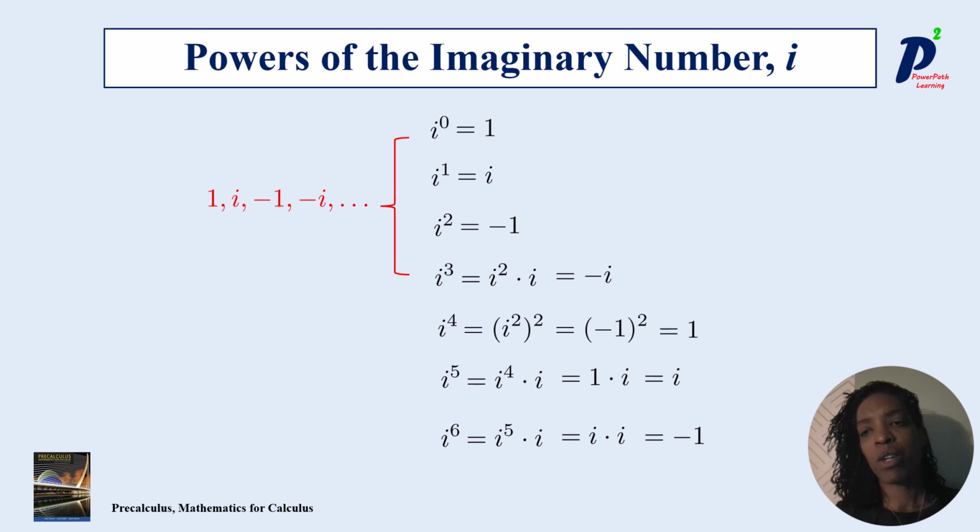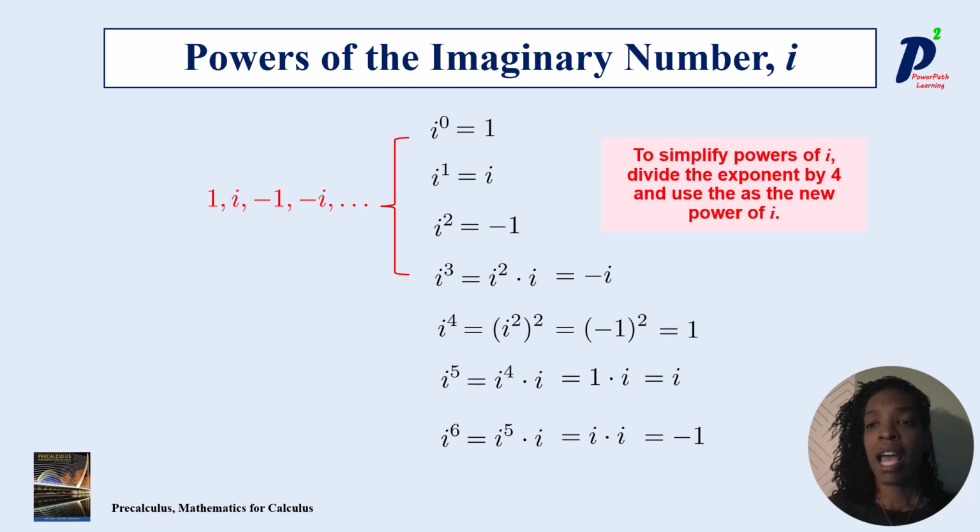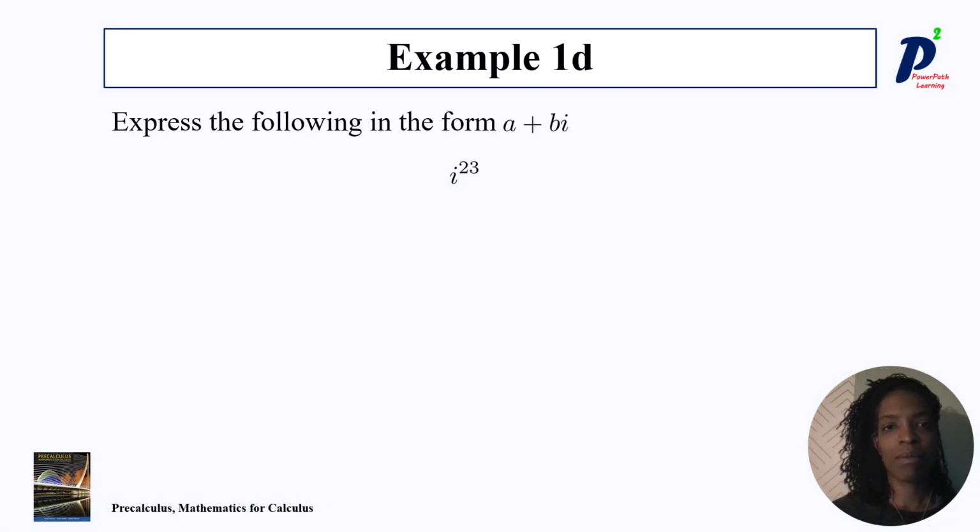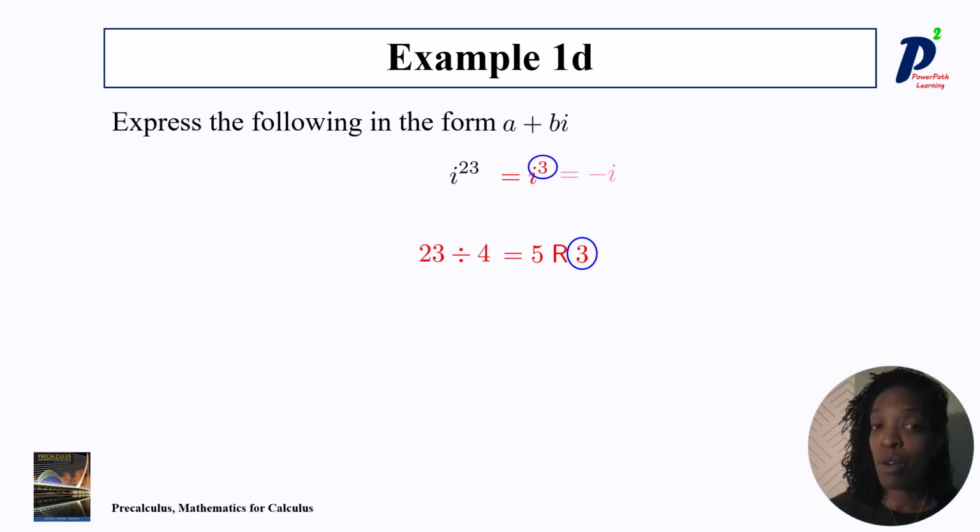To determine the value of a power of i, we can simply divide the power by 4 and use the remainder as our new power. Let's do an example together. So i to the 23rd. The first thing I'm going to do is divide 23 by 4, which gives me 5 remainder 3. That remainder becomes my new power. And i to the 3rd, as we now know, is negative i, and that's it.